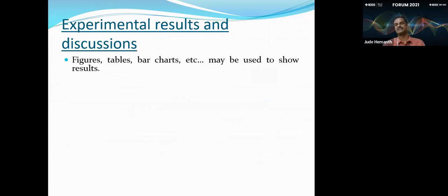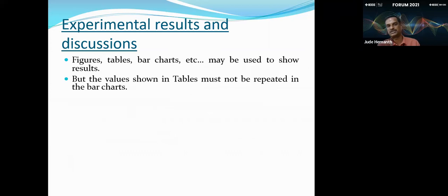Figures, tables, bar charts may be used to show results, but don't repeat the information which you have given in a figure in a table. Just to show many results, they will put a tabular column and all the values they will show in the form of a bar. Not at all acceptable. All this shows an inexperienced author, which will directly go to desk rejection.